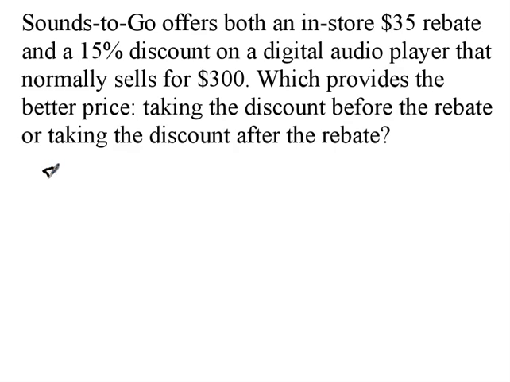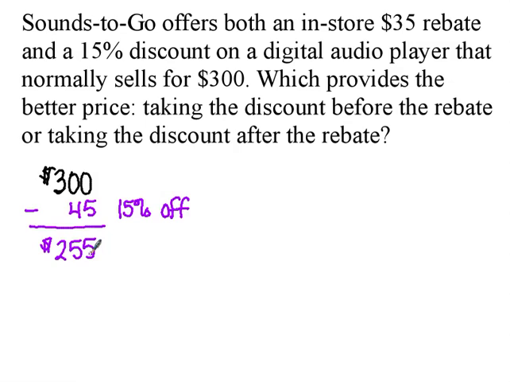I start with $300, right? So let's start by taking the 15% off. So what is 15% off of $300? What would 10% be? 30. Okay? So 15% is 45. Good. So that leaves me with 255. Now what I'm going to do is take the rebate. So the rebate is $35. So what will I end up paying for it? $220.